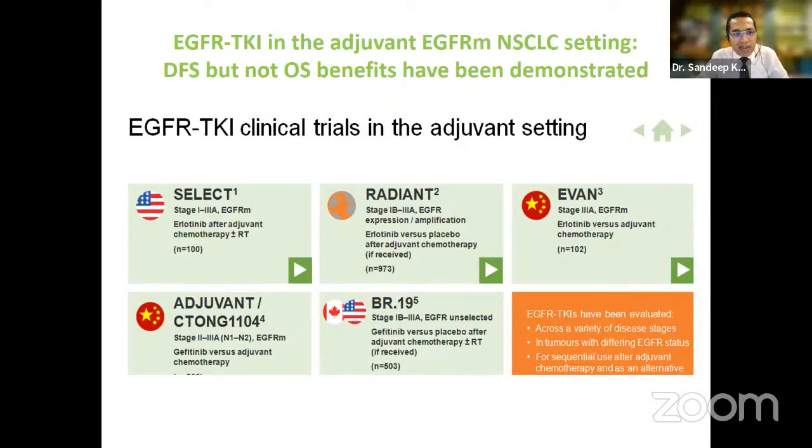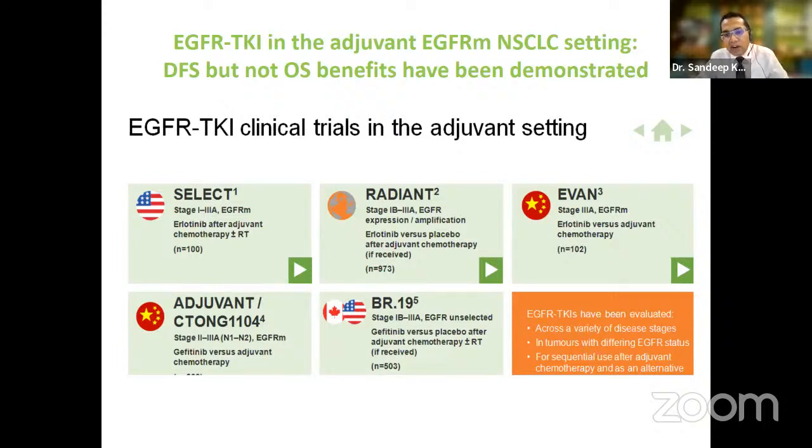So the earlier trials before the advent of the ADAURA trial, several first generation and second generation EGFR TKIs have been used, like the SELECT trial, RADIANT trial, EVAN trial, adjuvant CTONG trial, BR.19, but they have used different strategies, and none had been proven so far to lead us to a DFS or an overall survival benefit.